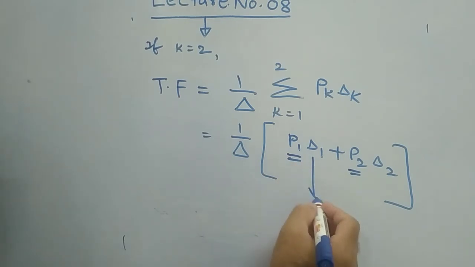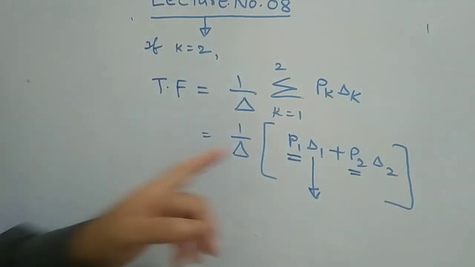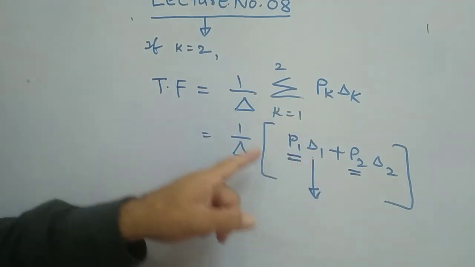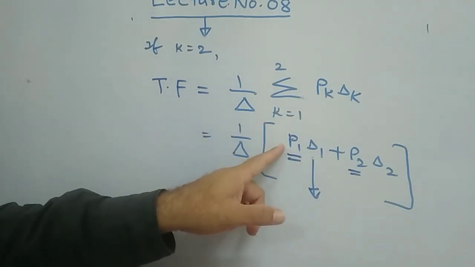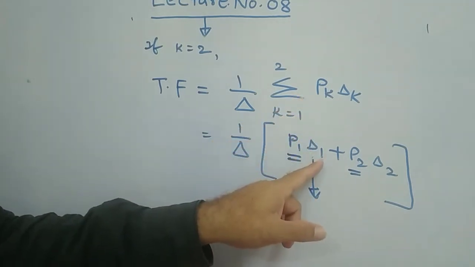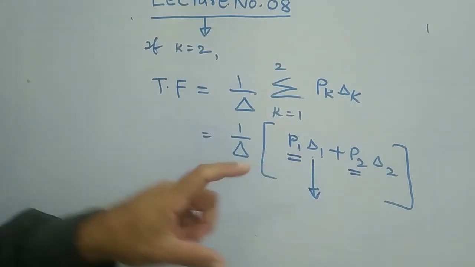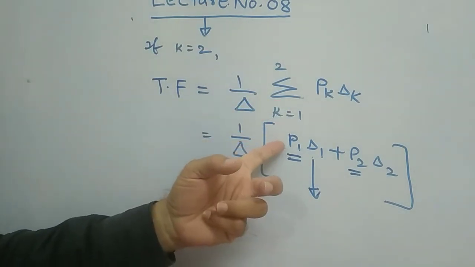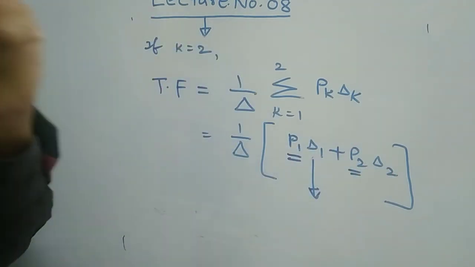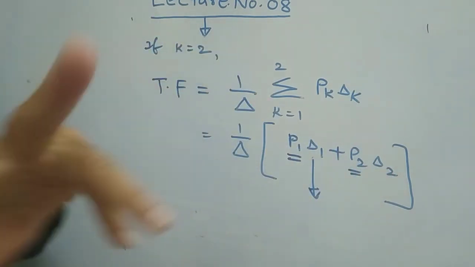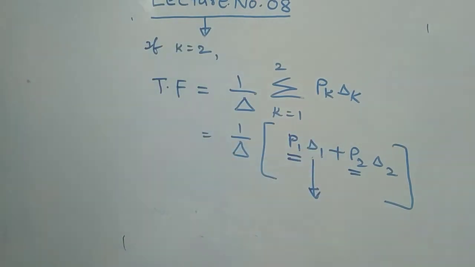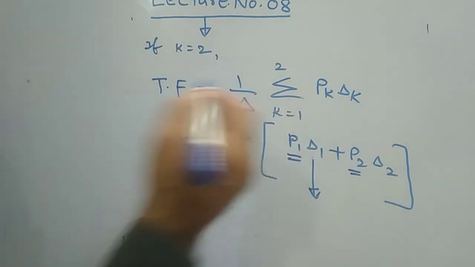Then what is delta 1? What is delta? Delta 1 is nothing but the value of delta which is associated with the first forward path, the value of delta with respect to forward path 1. And similarly, what is delta 2? Delta 2 is the value of delta with respect to the forward path P2. Like that.